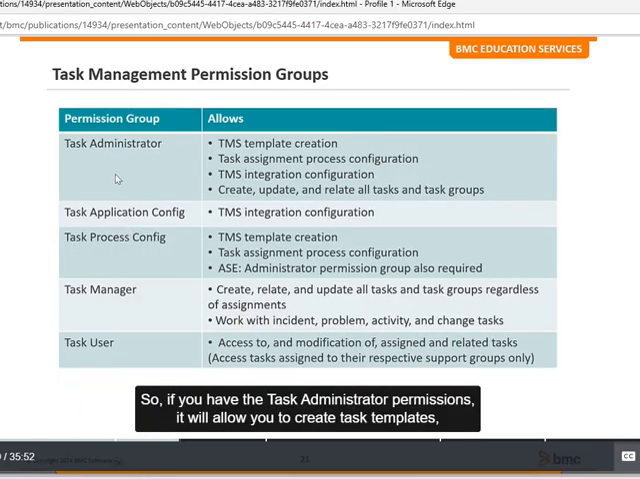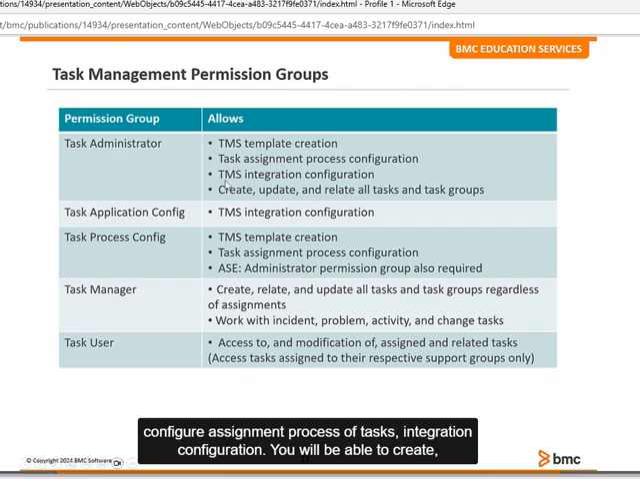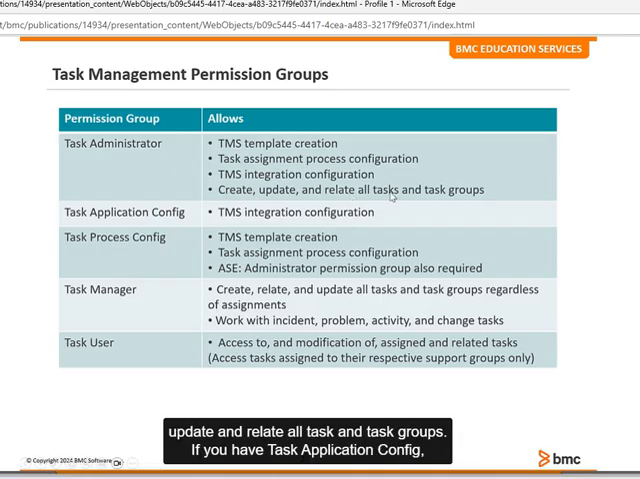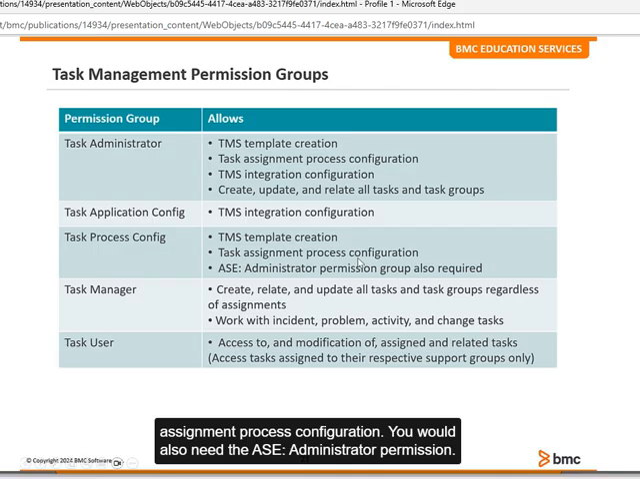Permissions. If you have the task administrator permission, it will allow you to create task templates, configure the assignment process of tasks, and configure integration. You will be able to create, update and relate all tasks and task groups. If you have task application config, it will allow you to do task management system integration configuration. Task process config allows you to create only the task management templates. Assignment process configuration. You would also need the ASE administrator permission.